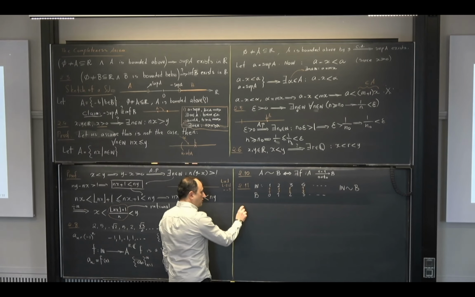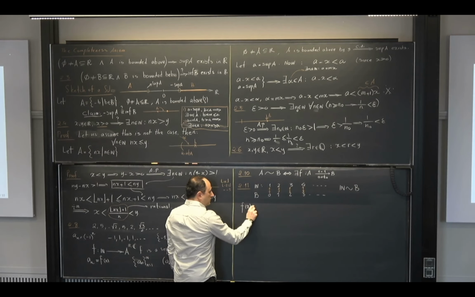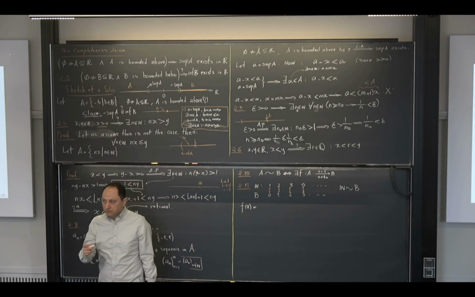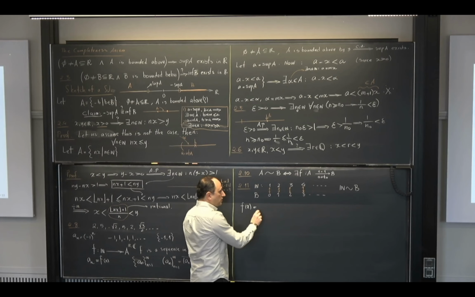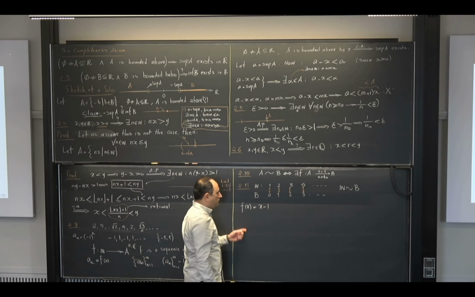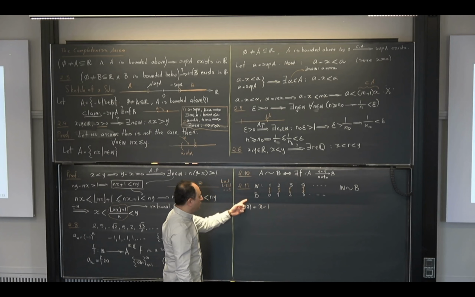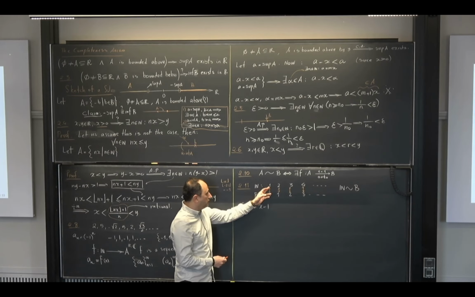Yes, so what is the function? Yes, you want to answer? Minus 1. F of x equals to? X minus 1. X minus 1. So, do you agree that this will take me from N to B? Yes, because x is minimally 1, so x minus 1 is minimally 0, so it's correct.